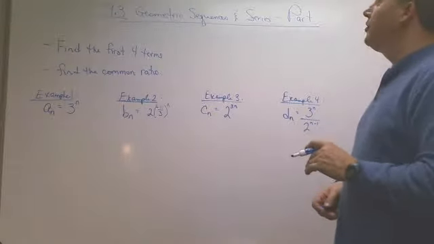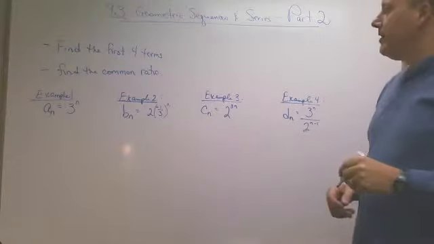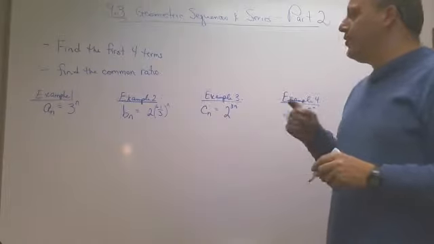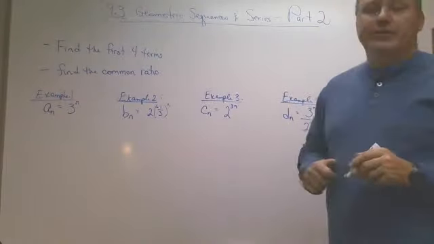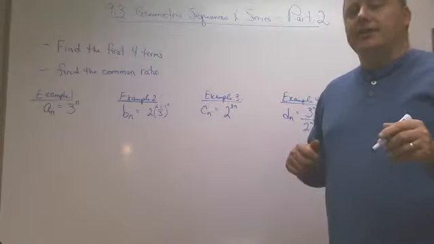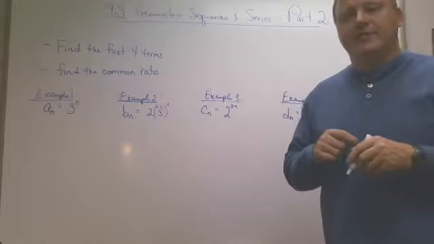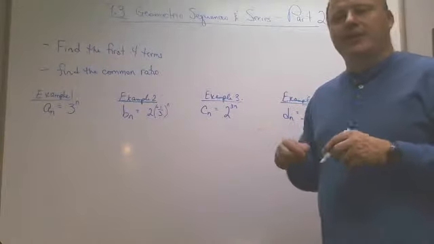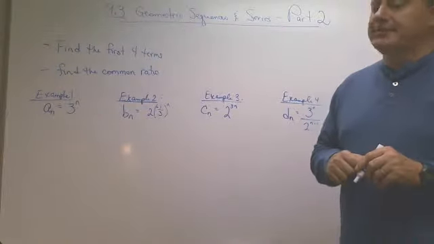Hi, this is 9.3. This is actually part 2, and these are the first set of problems in this section. We were doing two things. We're going to find the first four terms, and then we're going to find the common ratio. Again, you can find the common ratio by listing the terms down and dividing any two consecutive terms, or you could identify the ratio by looking at the base. But you've got to be careful sometimes when you're trying to find the base.